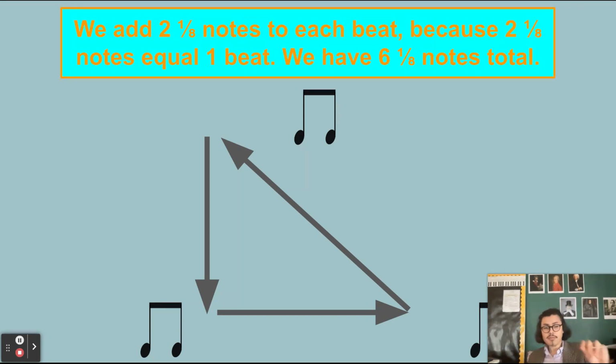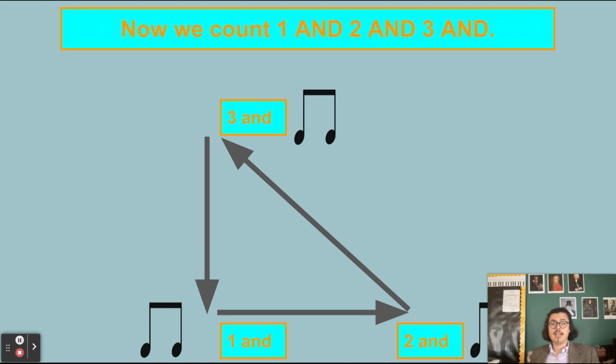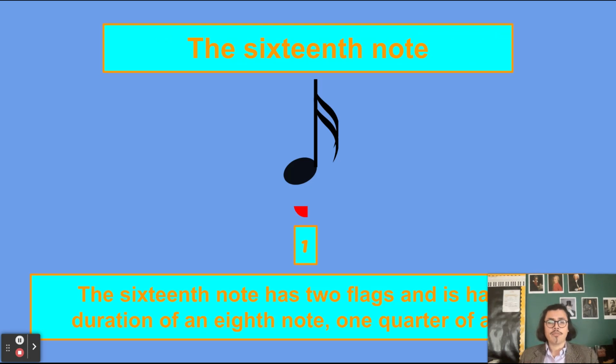All right. Now to count it, we're going to add "and." 1 and 2 and 3 and 1 and 2 and 3 and. Okay, so that's how you count the eighth notes. Simple enough, right? So let's talk about the 16th note next.